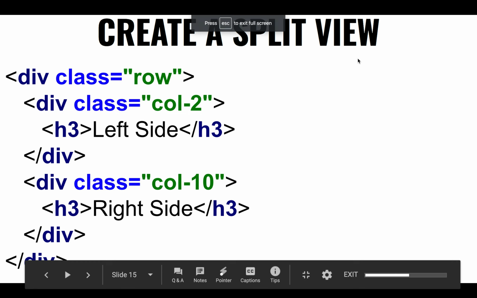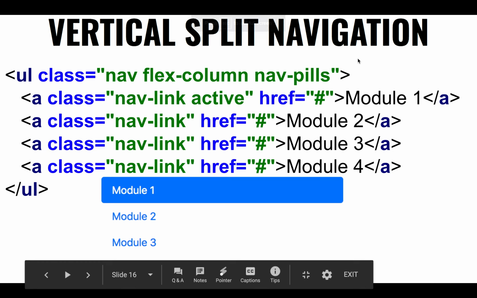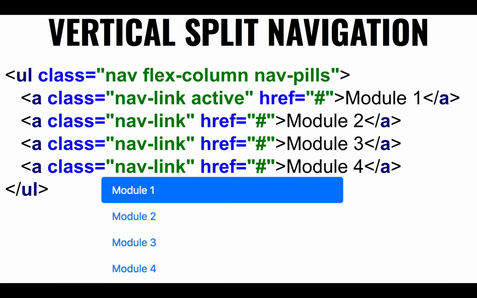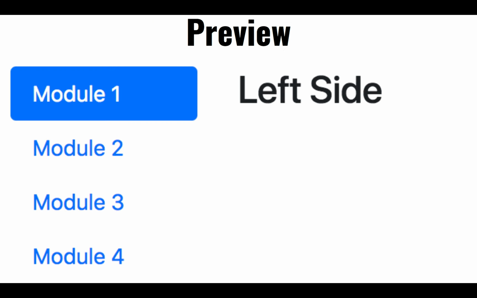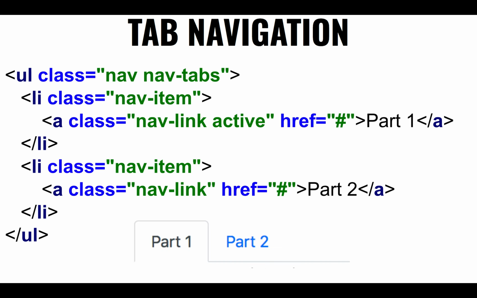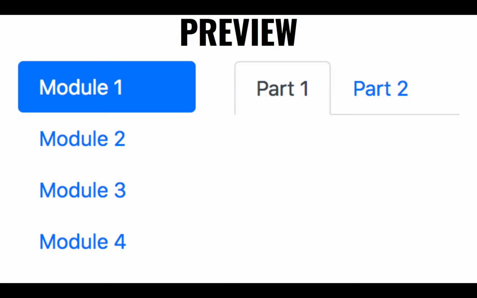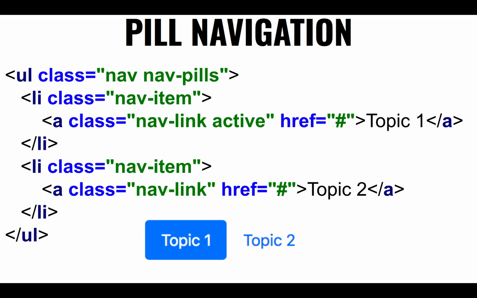Let's go back to see what we got so far. Let's see. So creating a split screen. The left-hand side modules. You have navigation pills on the left-hand side or right-hand side, or tabs to render different sections or different topics in the course. Then adding pills at the bottom, where you have topic 1, topic 2, topic 3.